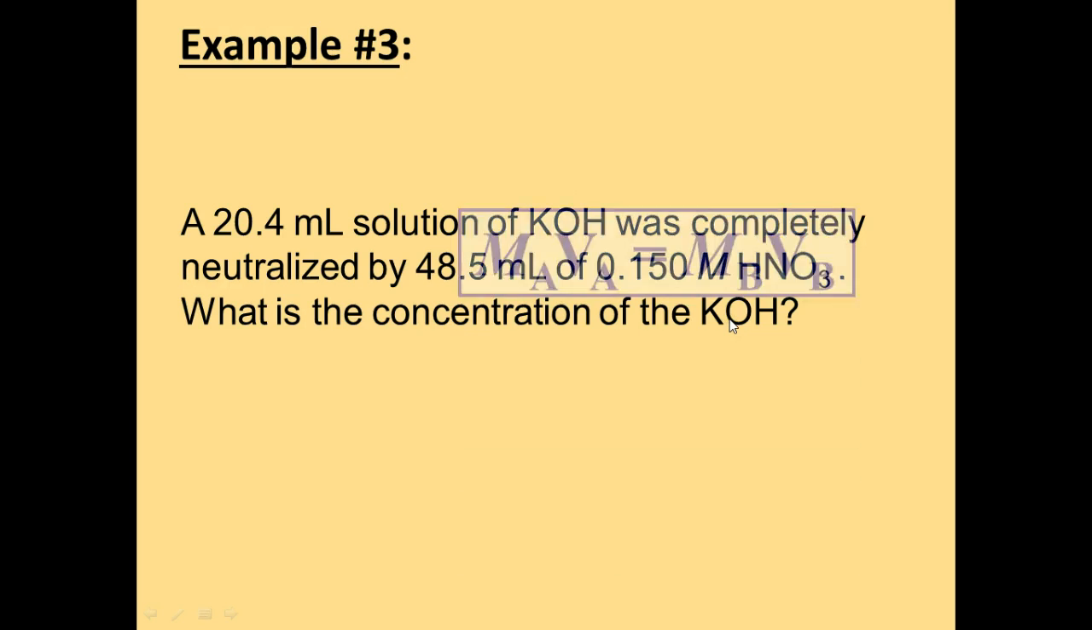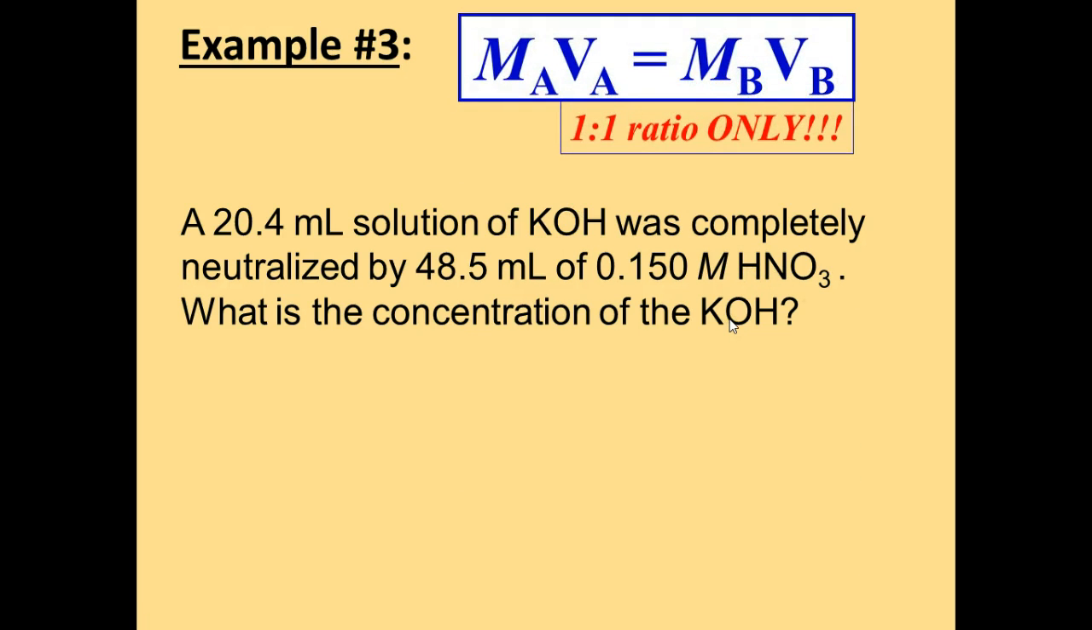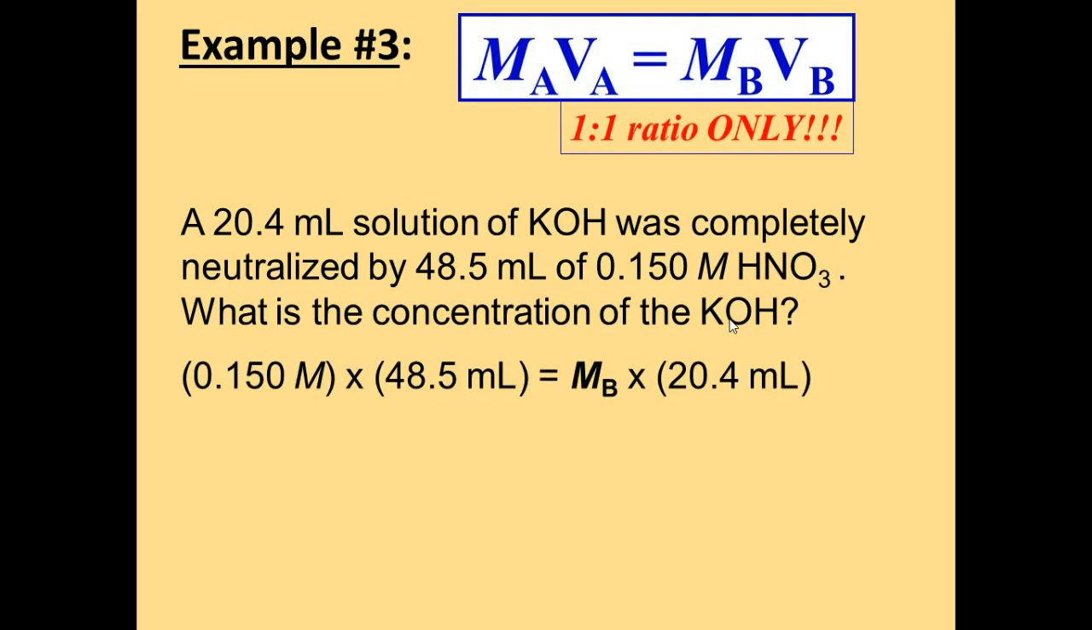So we're going to use M sub A V sub A equals M sub B V sub B, and again, we can only use it when it's a 1-to-1 mole ratio. If this was 2 KOH for every HNO3, then we couldn't use it, but it definitely is a 1-to-1 ratio. So we plug in everything. It doesn't matter which you call A or B, but remember, you have to put each volume with its correct molarity.